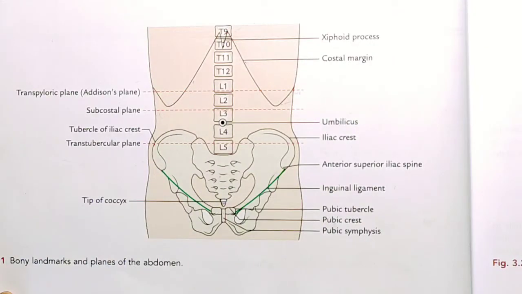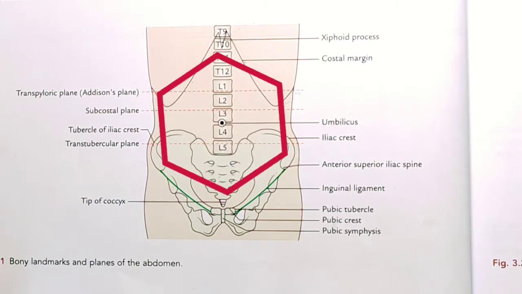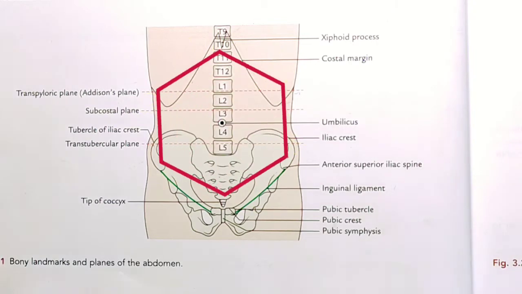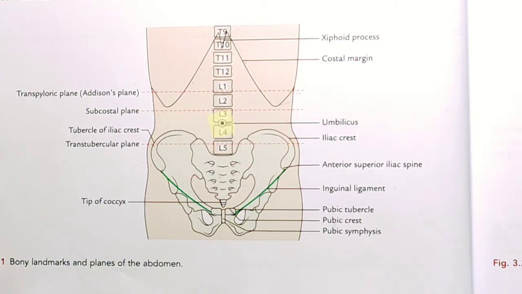About the umbilicus. In the anterior abdominal wall, the umbilicus is a very important, very conspicuous landmark. The umbilicus is also called a hotbed of embryology, since it is related with many structures within the embryonic developmental stages.